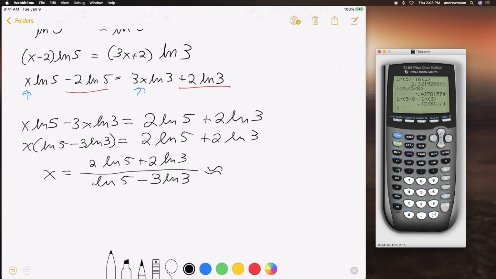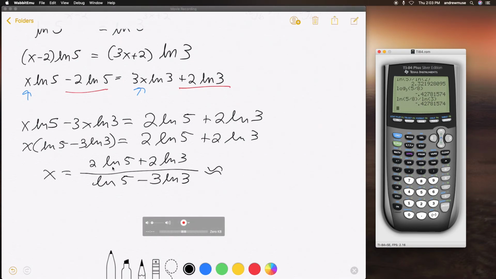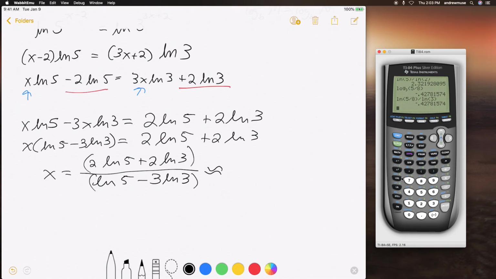So now I have solved for x, and if I want to evaluate it, I can just go to the calculator. I've got to be careful how I put it in the calculator. I need to put parentheses around all of the top part and all of the bottom part. So that's going to be 2 natural log of 5, close the parentheses for that guy, plus 2 natural log of 3. Close the parentheses for the natural log, close the parentheses for the top. Now we're going to divide by the bottom, open parentheses, natural log of 5, close the parentheses for that natural log, minus 3 natural log of 3, close the parentheses for the natural log, and close the parentheses for the bottom.